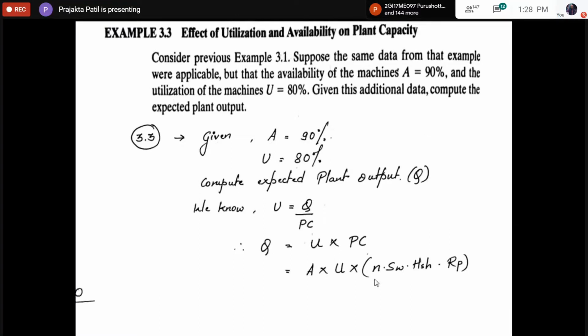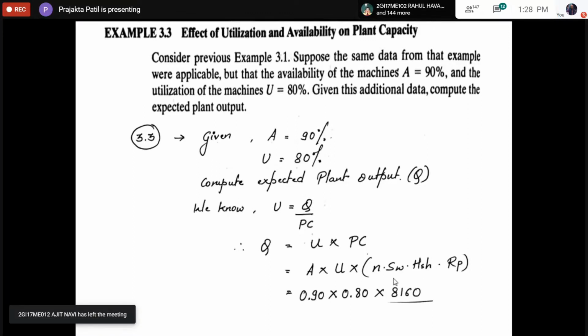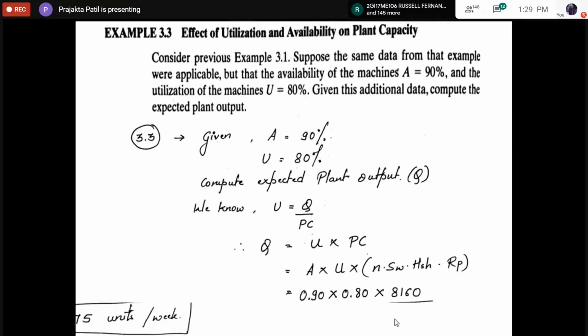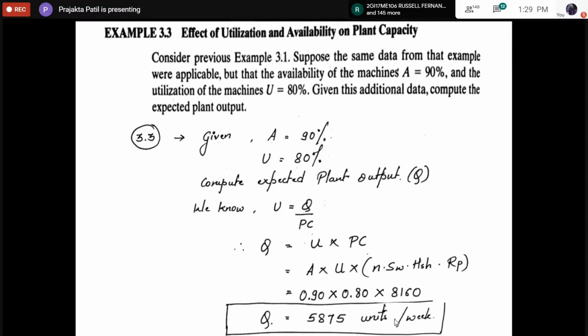So we already have got PC, that is 8160 here. We know what the utilization is, it is 80%, and we know what the availability is, it is 90%. So you will get the answer as 5875 units per week.